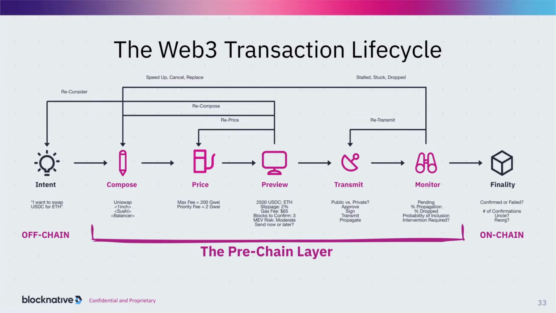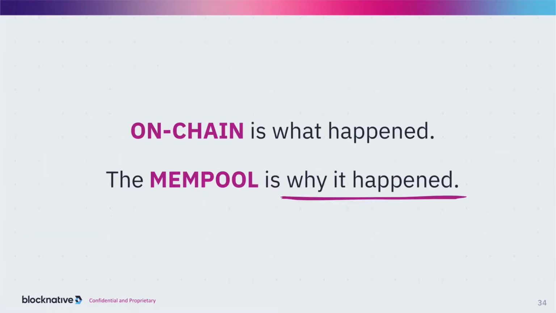And to be most successful at all of this, you basically need the right tools, and you need a low latency, consensus level view of the mempool, which fortunately Blocknative does offer. So going back to our theme, right? On-chain is what happened. The mempool is why it happened. I know many of you are researchers and analysts. So let's take a look at one example.